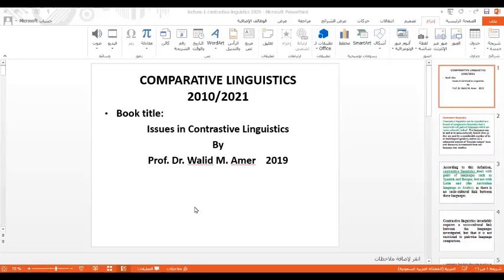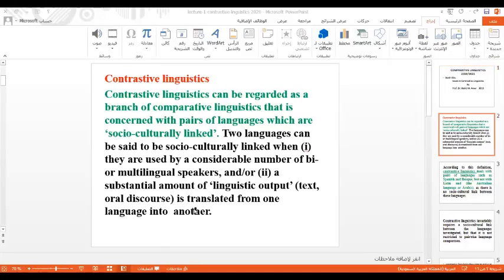Now we come to the first class: the difference between contrastive linguistics and comparative linguistics. Are you ready now? Do you need to take a break or to continue? We can continue. Okay, you still have energy? Yes, that's good. So, contrastive linguistics.